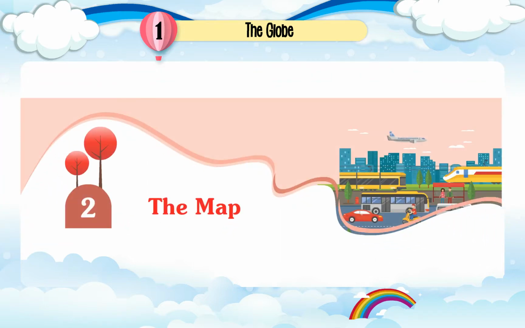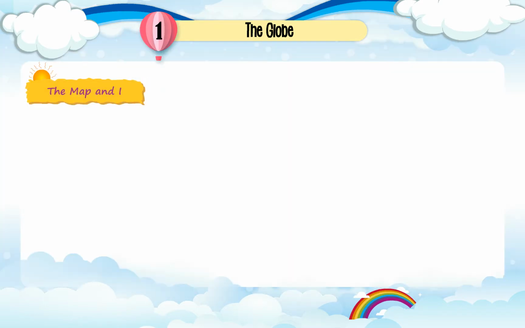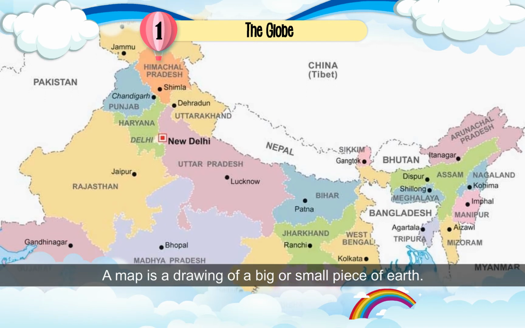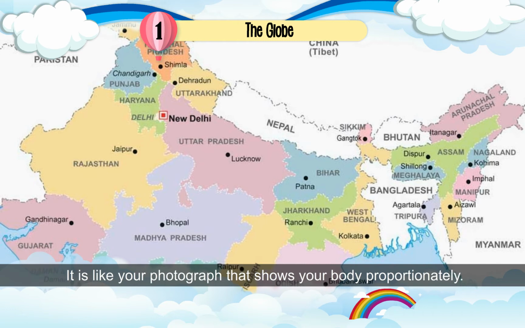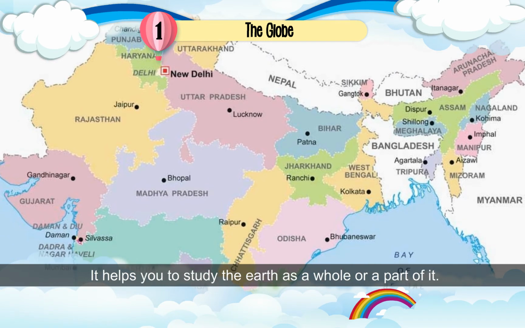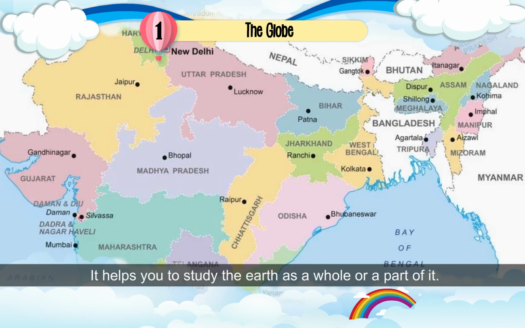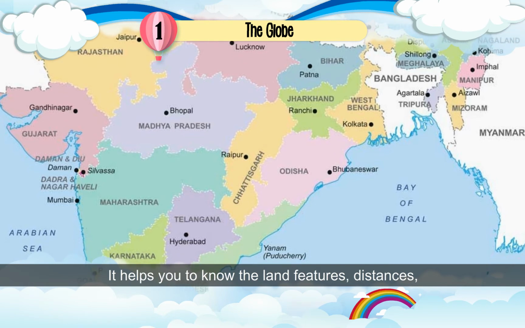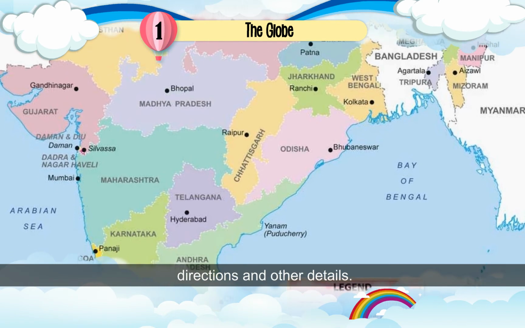Chapter 2, The Map. The Map and I. A map is a drawing of a big or small piece of earth. It is like your photograph that shows your body proportionately. It helps you to study the earth as a whole or a part of it. It helps you to know the land features, distances, directions, and other details.